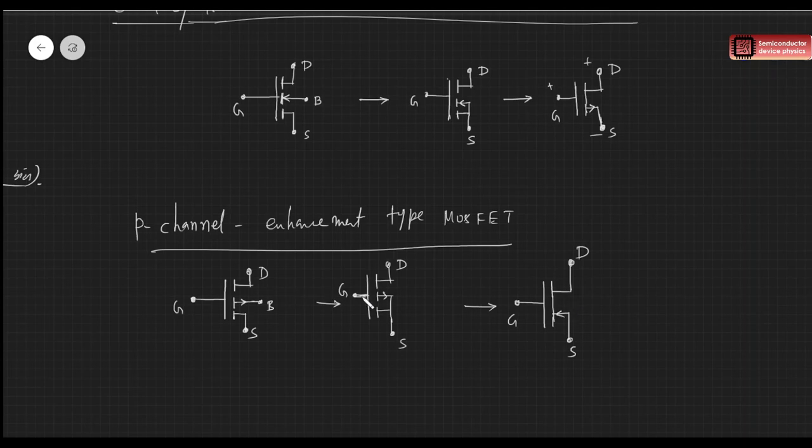And yeah, so this is for the enhancement type. When you draw it for depletion type, in the depletion type this drain and source are basically connected, right? Because already channel is there. So that time we just connect this, we draw a continuous line here, that's it. So that will be for depletion type MOSFET.